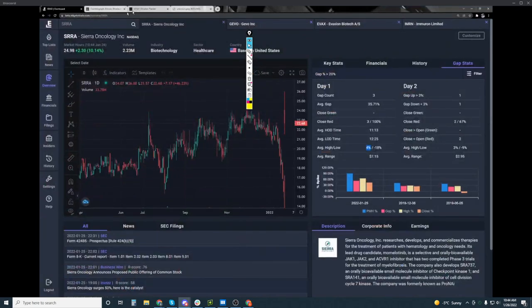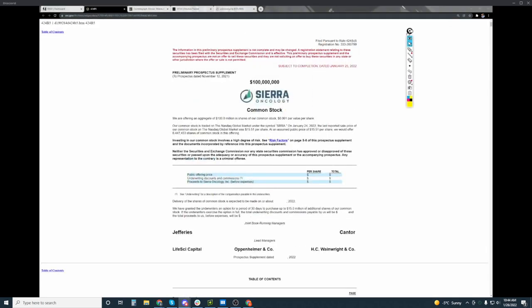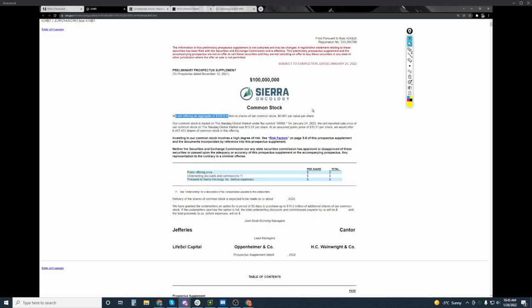Being that we have a little bit of time, a lot of traders ask me if I can cover a little bit of filings. So SRA, first of all, let's look at the 424B5, which is the description of the offering. Exactly over here, preliminary prospectus supplement, public offering price. So they're going to basically raise over here 100 million, right? We are offering an aggregate of 100 million in shares of our common stock. On January 24, 2022, the last reported sale price of our common stock on the NASDAQ Global Market was 15.51 per share. Assuming a public price of 15.51 per share, we would offer 6,400,000 shares of common stock in the offering.